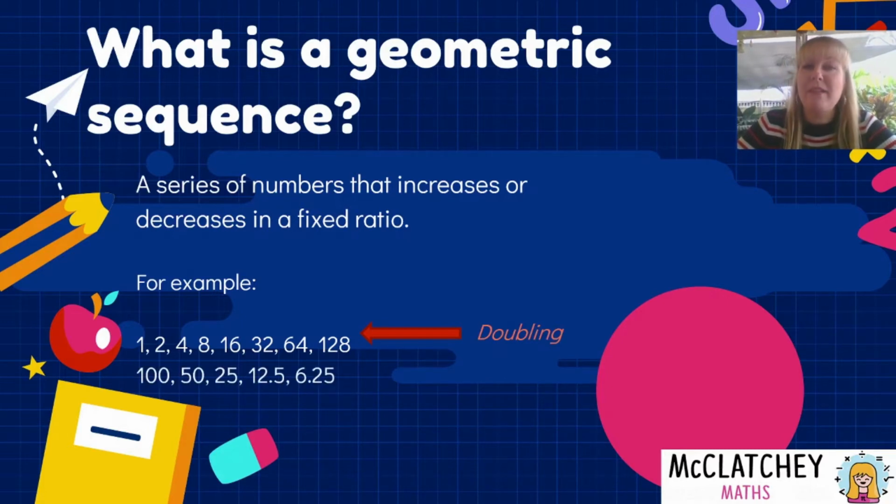We've also got another example here, 100, 50, 25, 12.5, 6.25, and the same sort of principle applies. It's not decreasing by a fixed amount, but we've actually got a halving thing that's going on here. It's being multiplied by 0.5 all the way along. So instead of adding, we are multiplying or dividing.